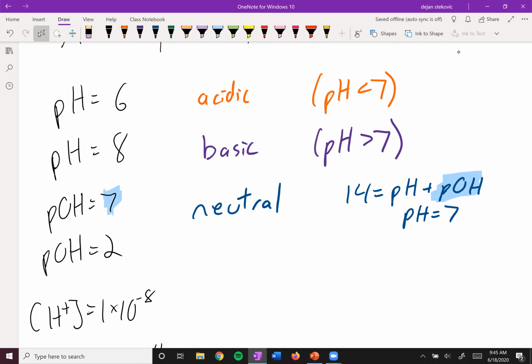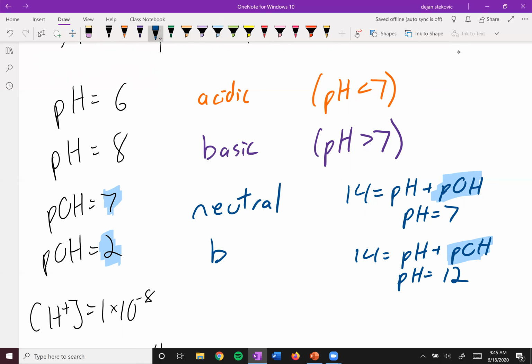Next up, we have a pOH of 2 here. Again, we remember the same thing as before. pH plus pOH have to sum to be equal to 14. So we can plug in 2 for this pOH. That means that our pH is then 12, right? 12 plus 2 is 14. If your pH is greater than 7, that means that you are basic. So this is a basic solution.